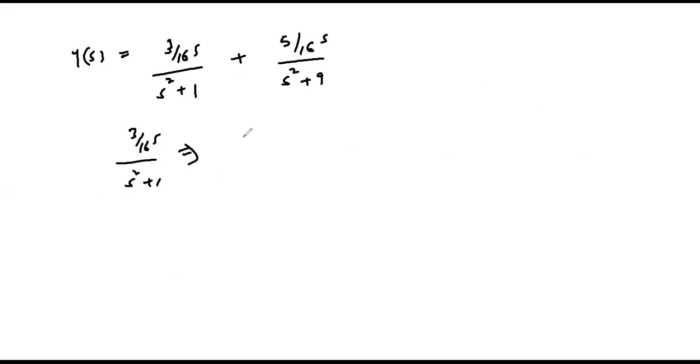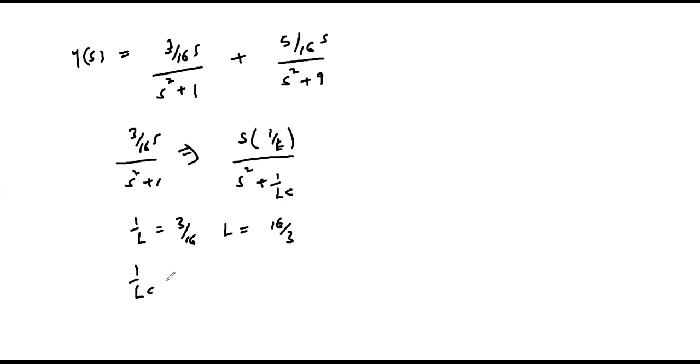We compare this with S into 1 over L over S squared plus 1 over LC, from which we notice 1 over L will be equal to 3 over 16, and L will be equal to 16 over 3. Then we can write 1 over LC is 1, from which C will be 1 over L, and this will be 3 over 16 farad. Of course, this L is in Henry.